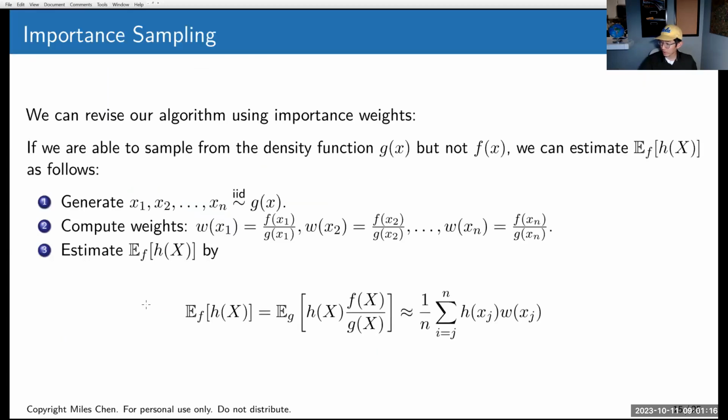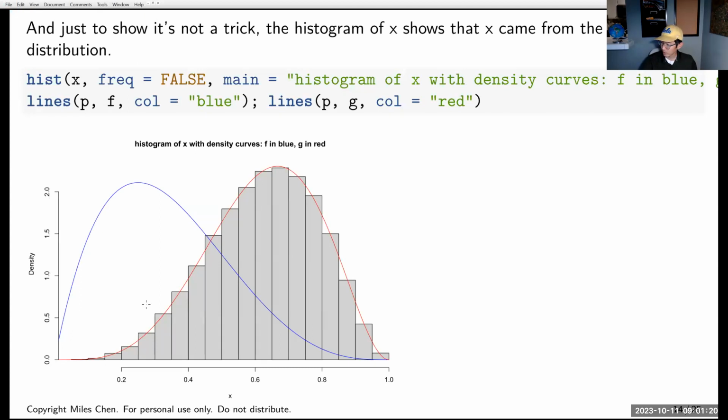I have a couple more examples, but this is the key concept here for importance sampling. We want to generate values from the blue distribution. We're not able to generate values from the blue distribution. So we generate something from a different distribution. In this case, it's the red distribution. But we want to be able to estimate quantities based off the blue distribution.